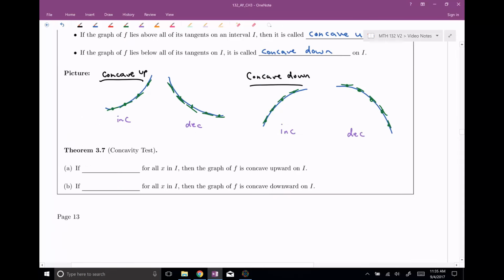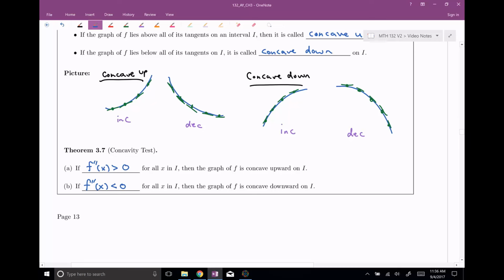Okay, so how can we tell if a graph is concave up or concave down? Well, the claim is this has something to do with the second derivative. So if the second derivative is greater than 0 for all x in some interval, then the graph of f is concave upward on that interval, or concave up. Likewise, if the second derivative is less than 0 for all x in an interval, then it is concave downward, or concave down on that interval. So now we have a concavity test.